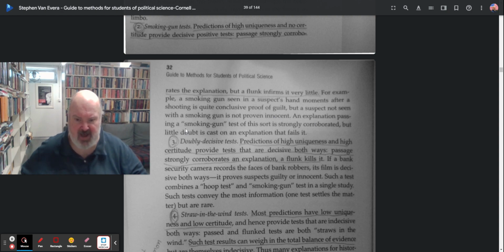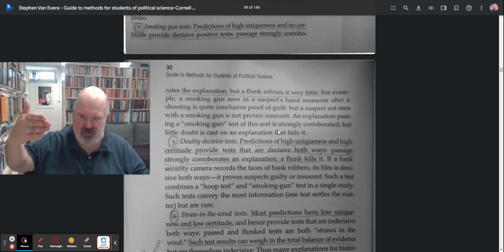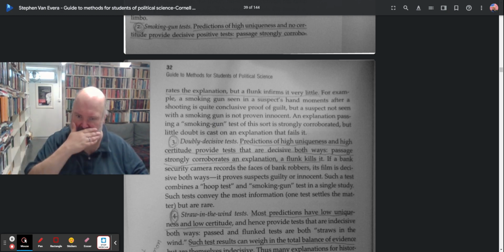An explanation passing a smoking gun test is strongly corroborated, but if it fails the test, little doubt is cast on it. So if you pass it, you have highly corroborated evidence. But if you fail it, it casts little doubt on the explanation.